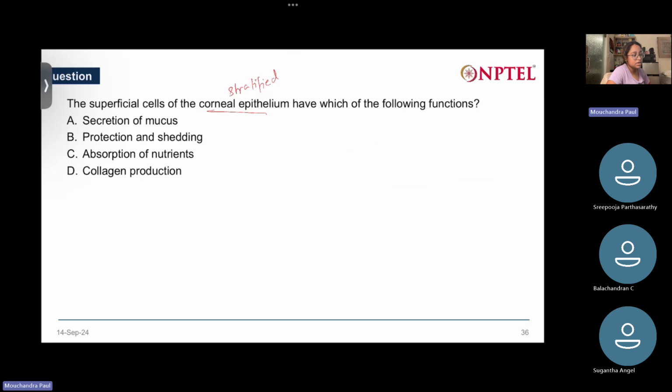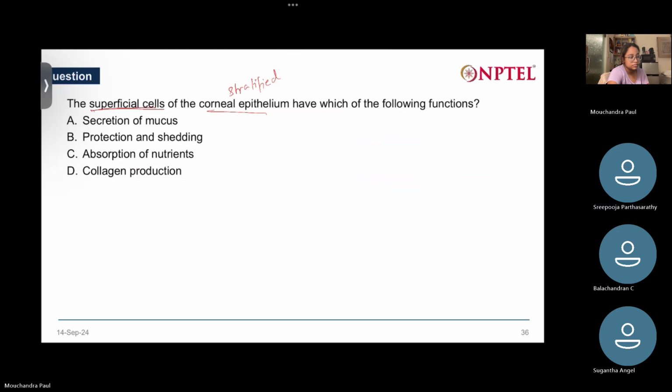So the topmost layer of the corneal epithelium has these superficial cells. But what is the function of it? A, to secrete mucus. B, protection and shedding. C, absorption of nutrients. D, collagen production.